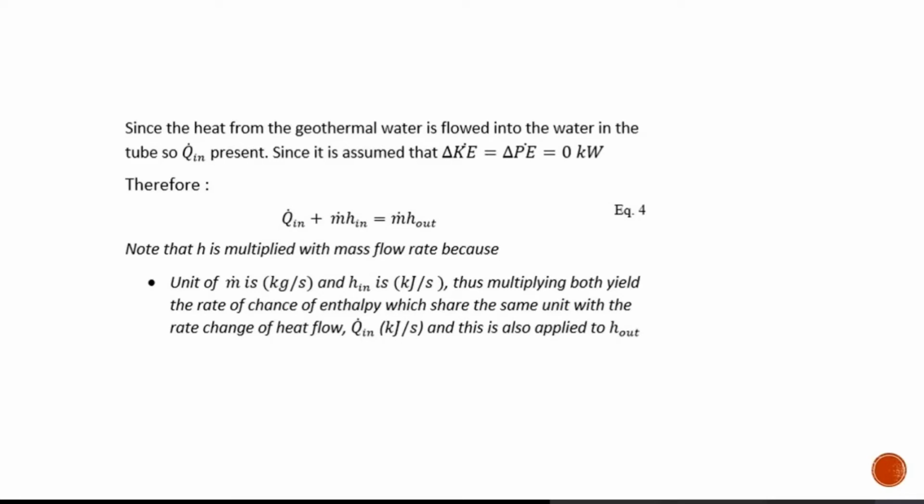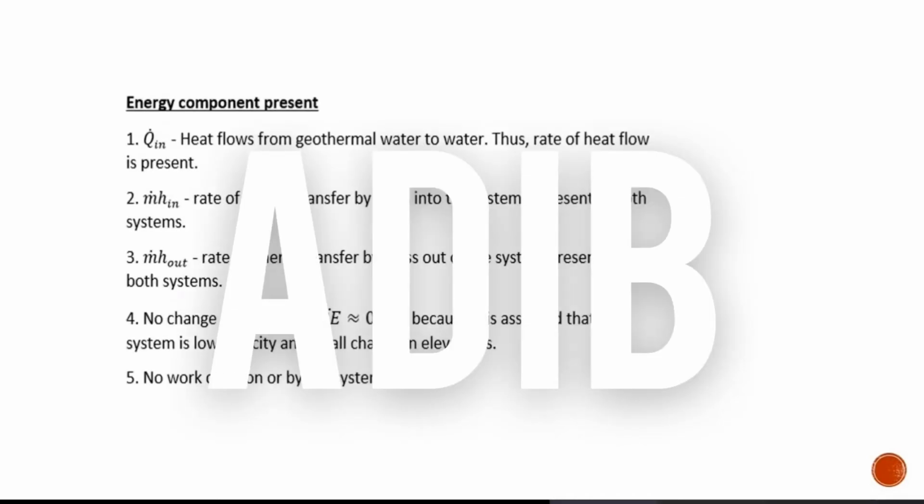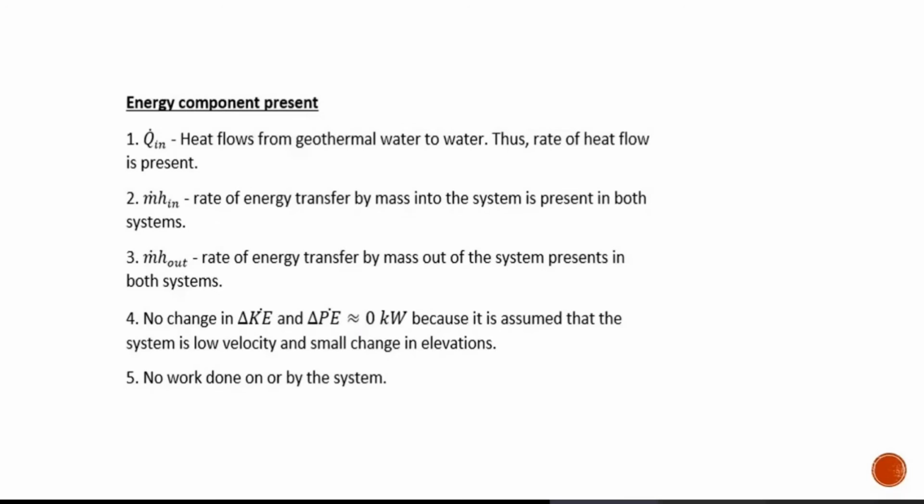And since the heat from the geothermal water flows into the water in the tube, so Q in is present. And it's assumed the system is stationary, so the change in kinetic energy and the change in potential energy are equal to 0. For mass flow rate, the unit is kilogram per second, enthalpy is kilojoule per kilogram, and Q in is kilojoule per second. For the energy components, Q in represents heat flows from geothermal water to water. Thus, rate of heat flow is present.